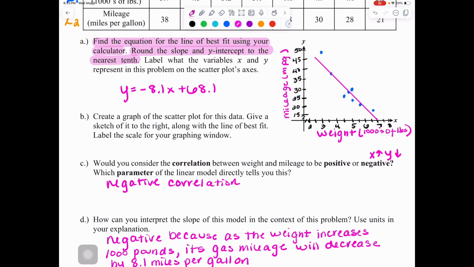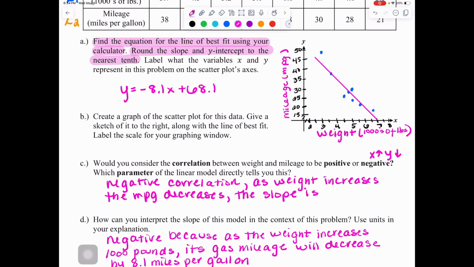And it says, which parameter of the linear model directly tells you this? So I'm going to say as weight increases, the miles per gallon, so MPG, decreases. And the parameter that shows me that in the linear model, referring to part A, y equals negative 8.1x plus 68.1, is the fact that the slope is negative.